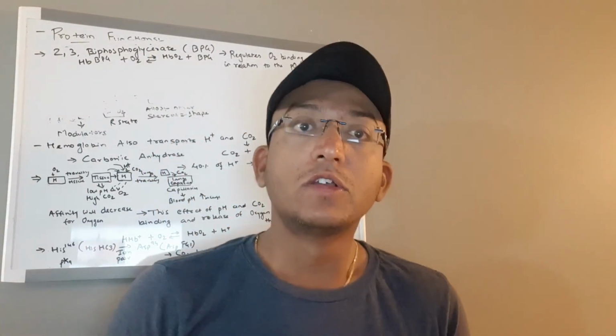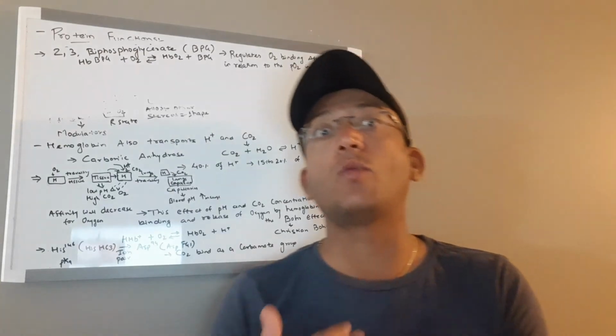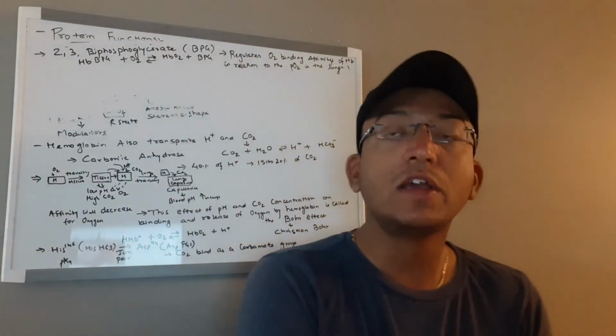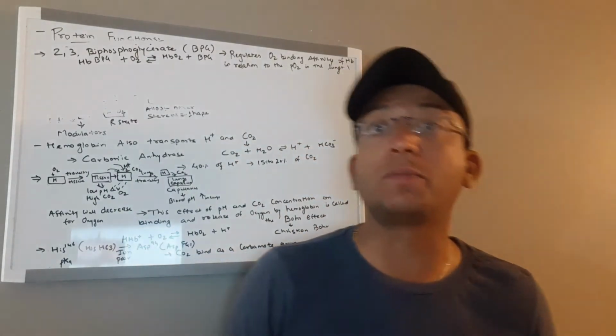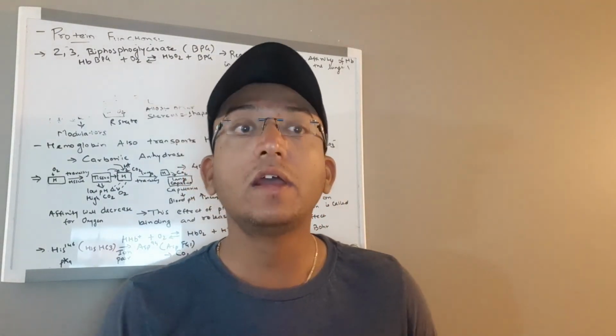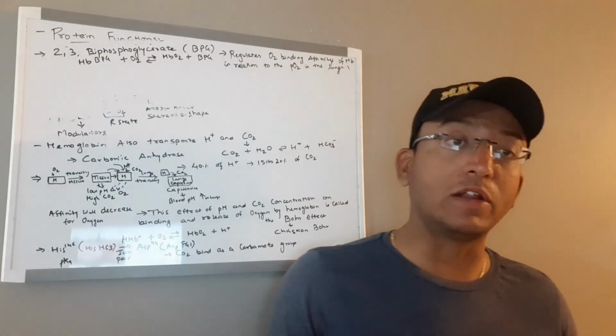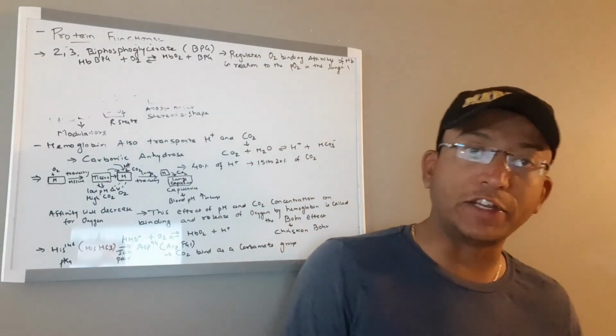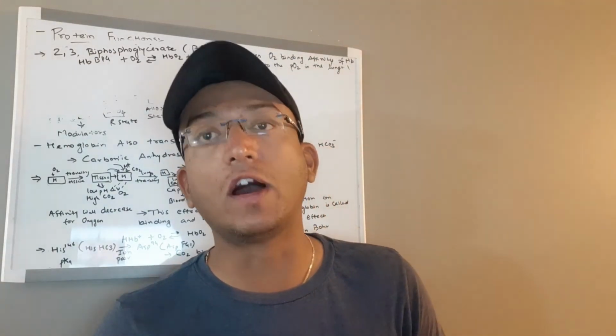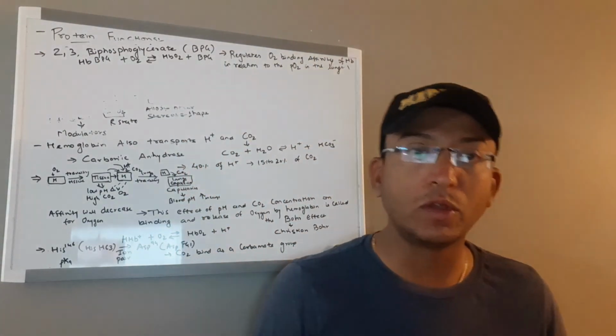You got it? The situation is reversed when the person returns to sea level. This BPG concentration in erythrocytes also increases in people suffering from hypoxia, that is lowered oxygenation of peripheral tissues due to inadequate functioning of the lungs or circulatory system, right?